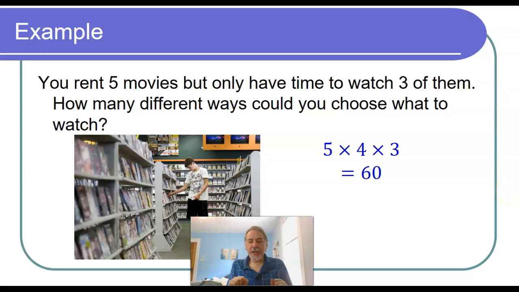At the end of the last video, I was talking about the example where you rent 5 movies at the video store, remember those? But you only have time to watch 3 of them. And we asked how many different ways could you choose which 3 of those 5 movies to watch. And assuming the order counts, like if you watch the same 3 movies but in a different order, that counts as a different way of doing it, the number of possibilities is 60.